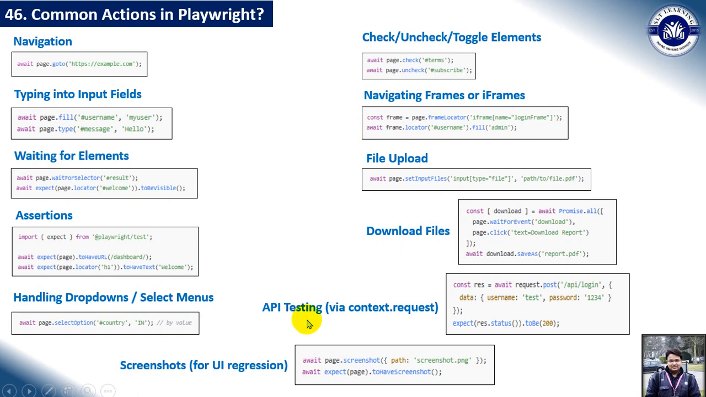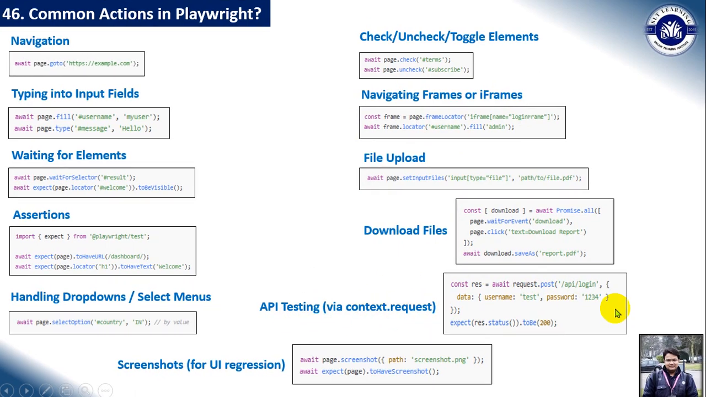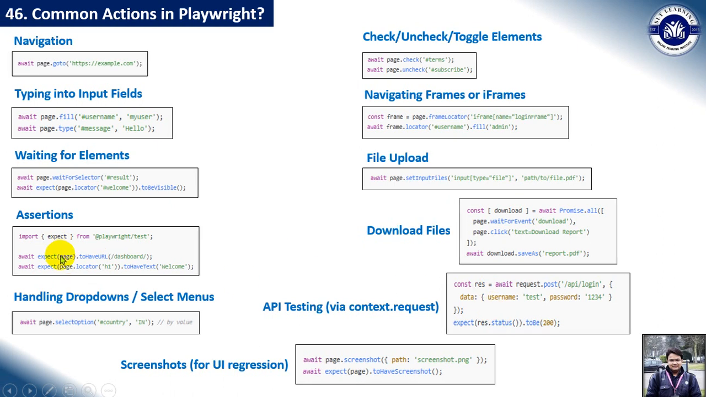Then API testing, right, context request, what is the API request, or what is the syntax of the API request you can use. So this is the request.post call, and this is the data body you are passing, and this is the response you are looking for. So I will just say a little bit of syntax you should always remember. Even the smaller ones, like how you can type into a field, using the fill command and type command, waiting for the element like expect page locator toBeVisible. Few of the things you should remember.